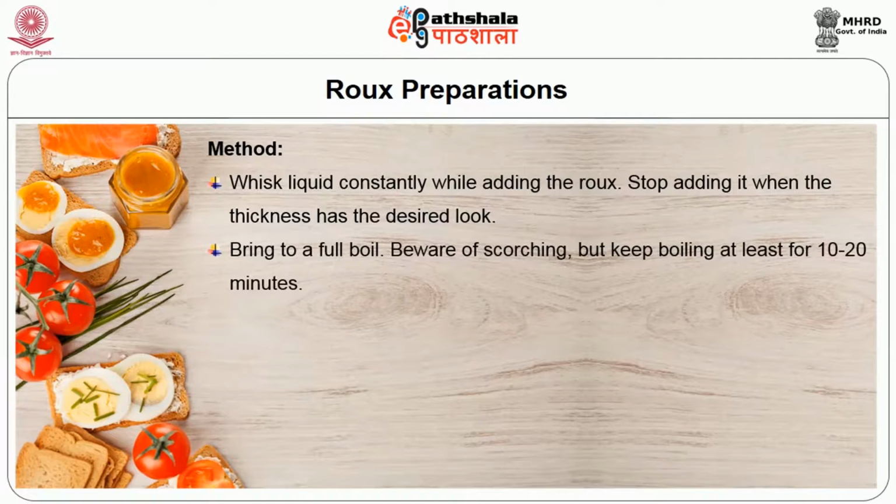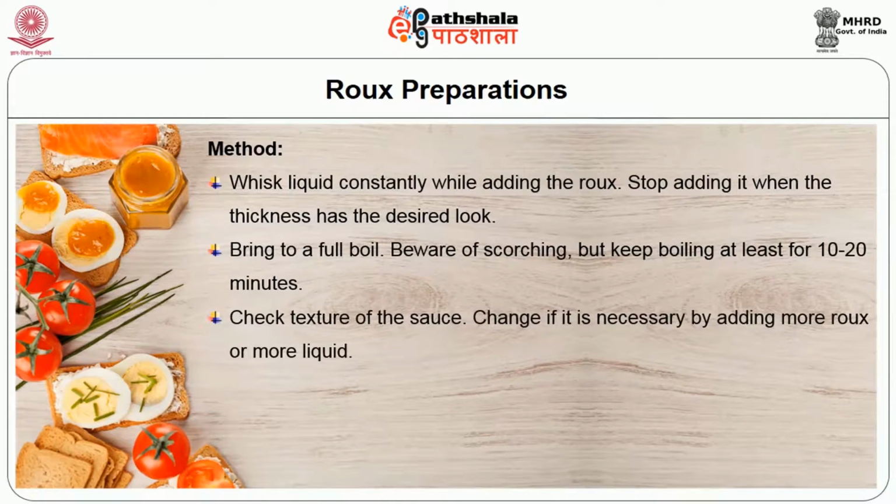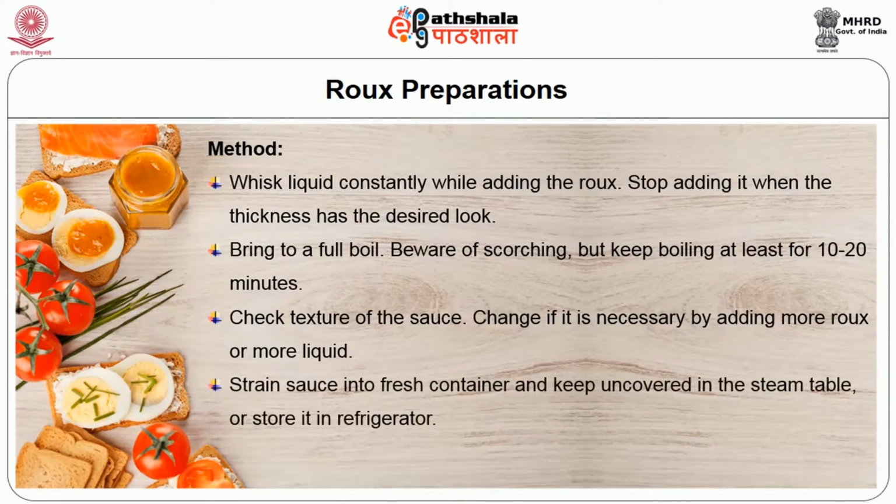Bring it to a full boil. Beware of scorching, but boiling for at least 10 to 20 minutes is essential. Check the texture of the sauce. Change it if necessary by adding more roux and more liquid. Strain the sauce into a fresh container and keep it uncovered in a steam table or store it in the refrigerator. Now you can serve it when it is required.